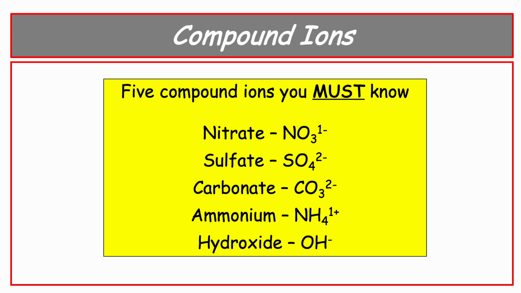In the last lesson, we looked at using the position of an element on the periodic table to predict the charge of the ion it will form. So we said everything in group 1 forms a +1 ion, everything in group 2 forms a +2 ion, everything in group 7 forms a -1 ion, and everything in group 6 forms a -2 ion. However, for the ions you can see in the yellow box, it is not possible to use their position on the periodic table to predict the charge of the ion.